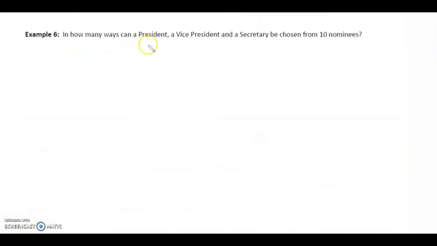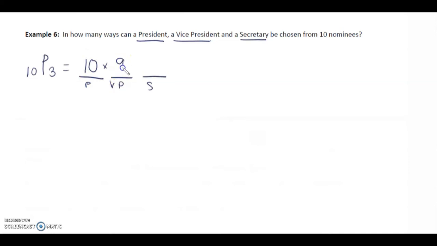Okay, example 6. In how many ways can a president, a vice president, and a secretary be chosen from 10 nominees? We can do this one of 3 ways. The quickest way is saying there are 10 people and we want to order 3 of them. In other words, there are 3 spots: president, vice president, and secretary. If we choose one of the people for president, we have 10 people to choose from. If we choose one for the vice president, we now only have 9 people to choose from. And if we choose one for the secretary, there are 8 people left to choose from.